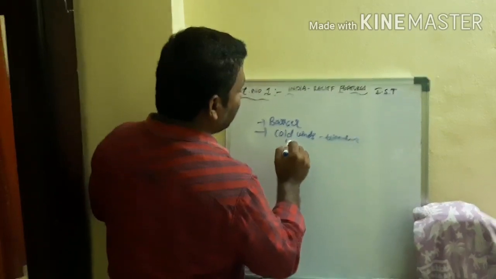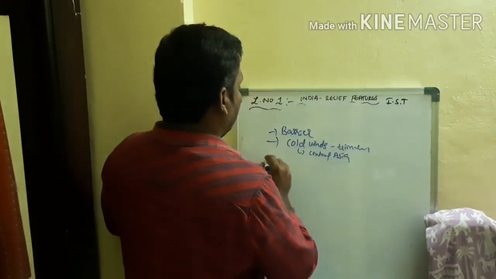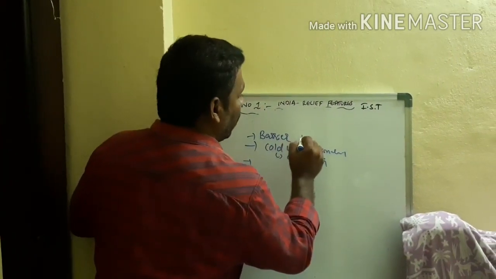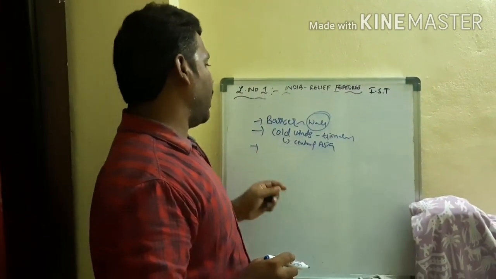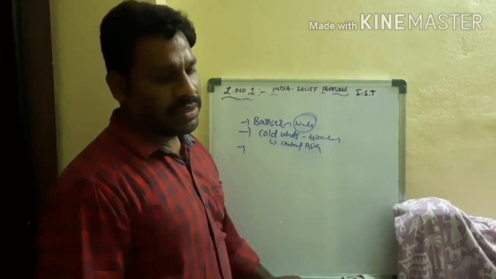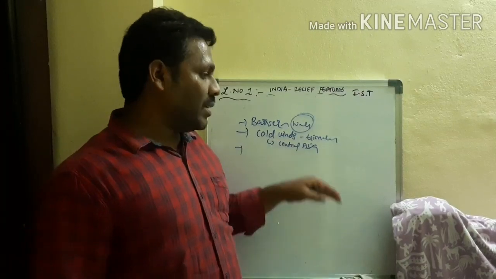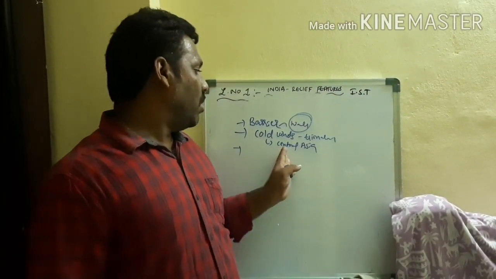From where are these cold winds coming? From Central Asia. So it is acting like a wall or barrier for us. Which one? The Himalayas. And if the cold winds entered our country, what could happen to us? Due to the cold winds, there would be no northern plains in our country and there would be no glaciers in our country.